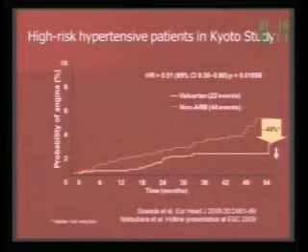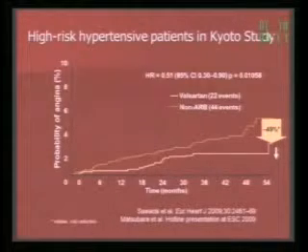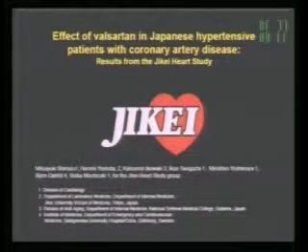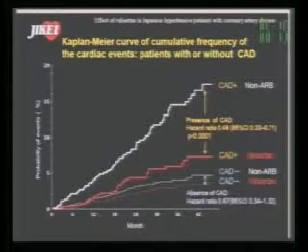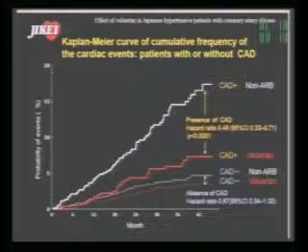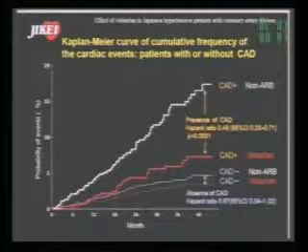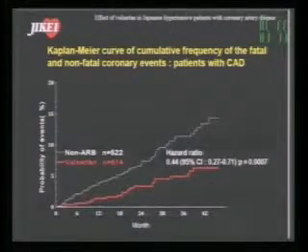High-risk hypertensive patients in the Kyoto trial showed a 50% reduction of event rate with valsartan versus non-ARB. And the GK trial, it was a surprise. The effect of valsartan in Japanese hypertensive patients with proved coronary artery disease. And they found if you have coronary artery disease, the role of ARB is much more emphatic than if you don't have coronary artery disease. So if anything, give ARB to proved coronary artery disease patients. That's their conclusion. It's not my conclusion or the international conclusion.